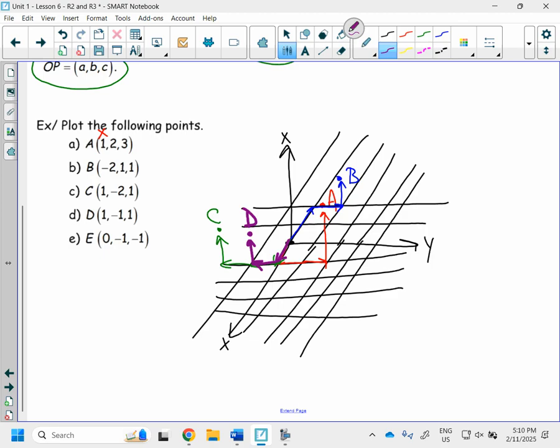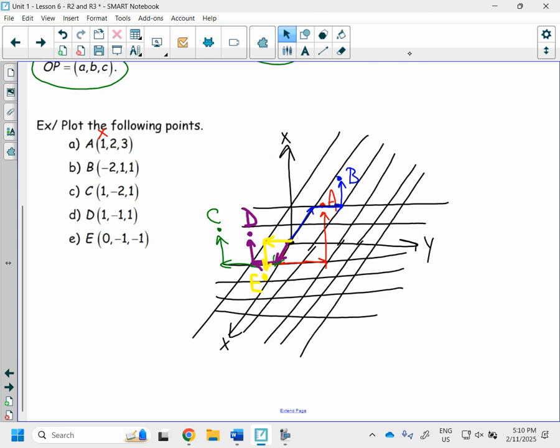And E, 0 on the x, -1 on the y, so backwards on the y, and down on the z. I'd say E is about there. That's below the xy plane. It's hard to tell. It's hard to think about this. You kind of have to start thinking, that would be below our floor, right? That's what's happening there. It'd be out in the hallway and below our floor.